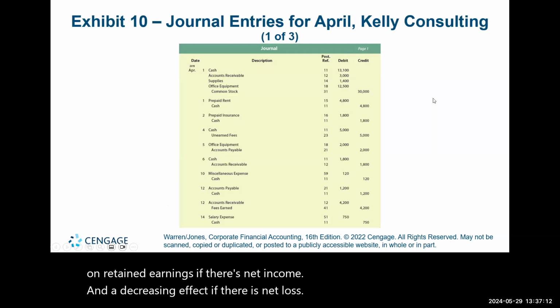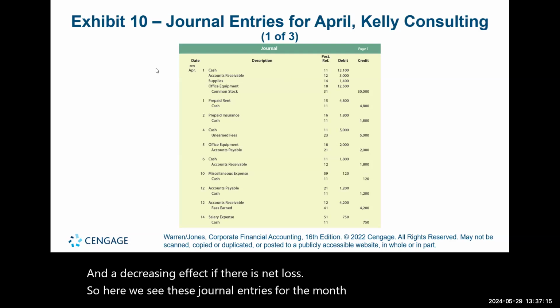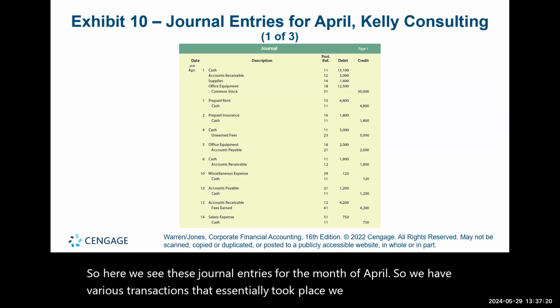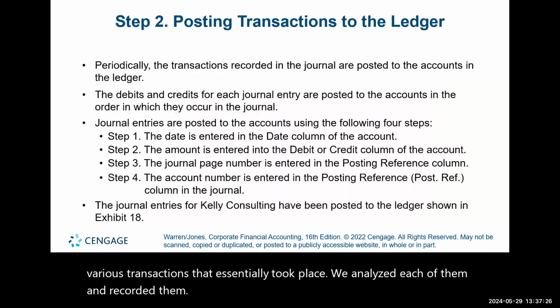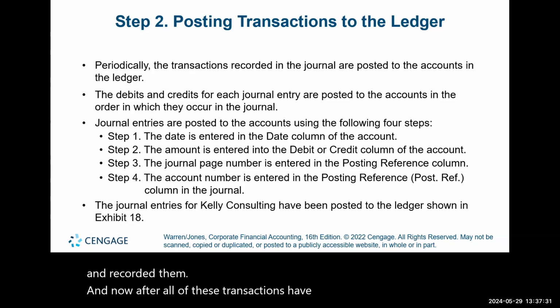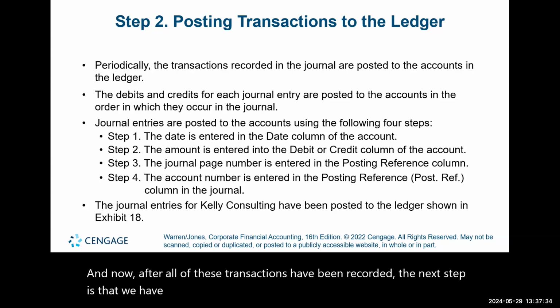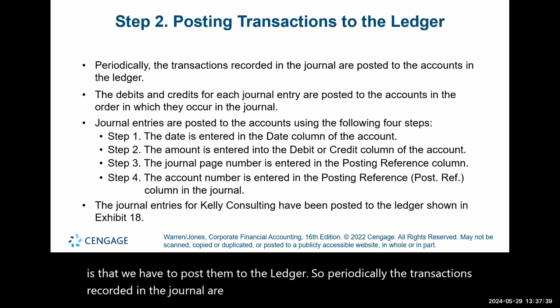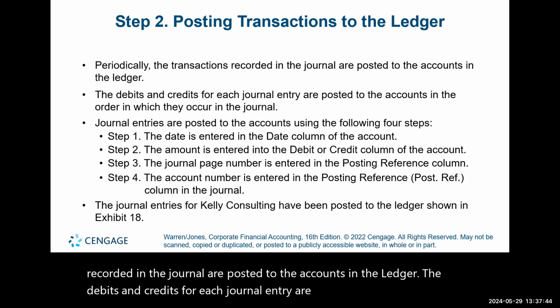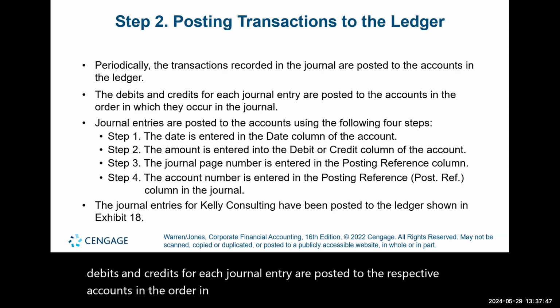So here we see these journal entries for the month of April. So we have various transactions that essentially took place. We analyzed each of them and recorded them. And now, after all of these transactions have been recorded, the next step is that we have to post them to the ledger. So periodically, the transactions recorded in the journal are posted to the accounts in the ledger. The debits and credits for each journal entry are posted to the respective accounts in the order in which they occur in the journal. So therefore, they are listed in chronological order.